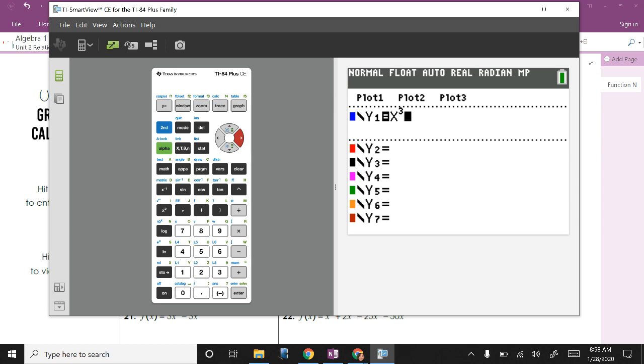All right, now we finished the function. Which one are we doing? 19? So minus 5x squared plus 2x plus 8. Now look at mine before you hit graph and make sure you typed it correctly. If you don't type it correctly, it won't graph it correctly.